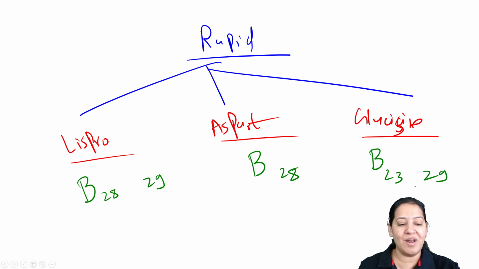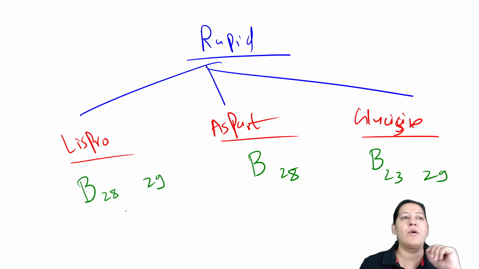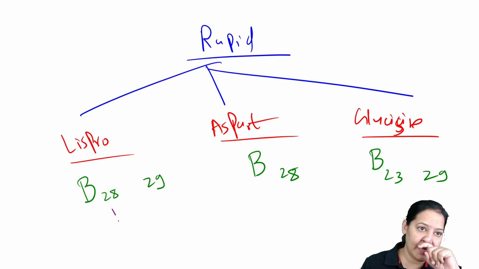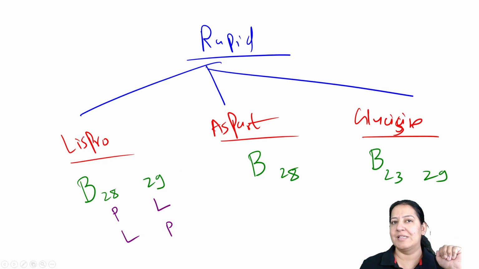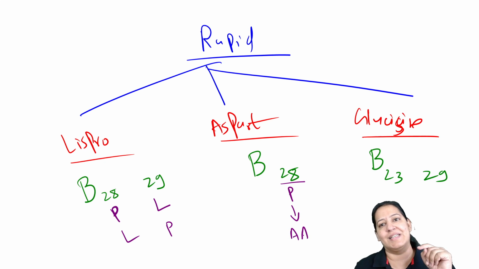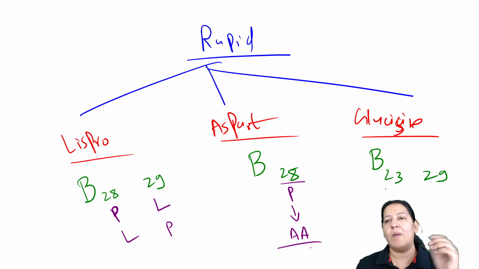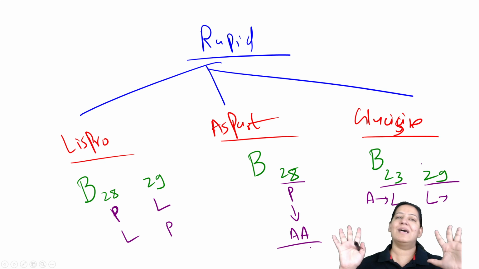Now what is the change? You learn by yourself, right? It's difficult for me to say the change, but I will try. Okay. In Lispro, normally at 28 it is proline and at 29 it is lysine. But if you reverse lysine and proline, it will become Lispro. In aspart at position 28 it is proline. But if we replace the proline with aspartic acid, it is known as aspart, right? At 23 and 29, normally at 23 asparagine is replaced by lysine and at 29 lysine is replaced by something, I forgot. So that is the difference.